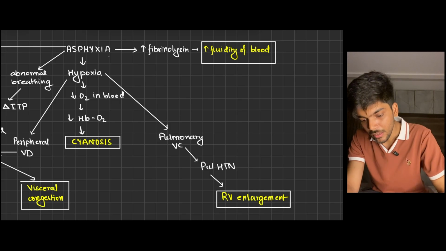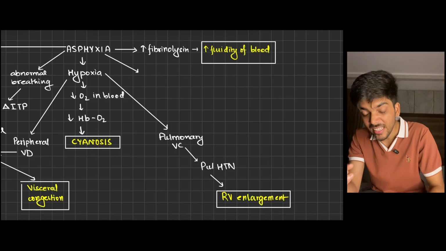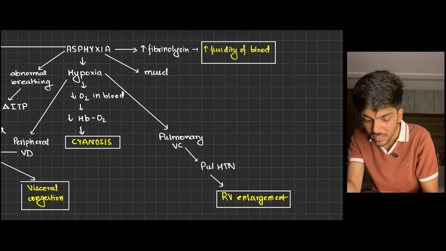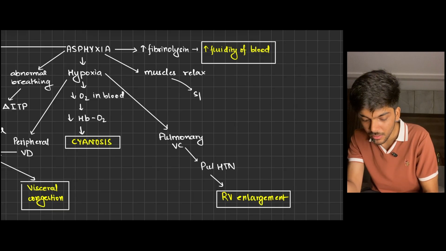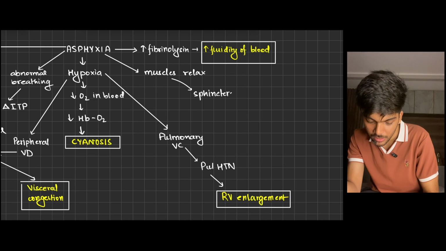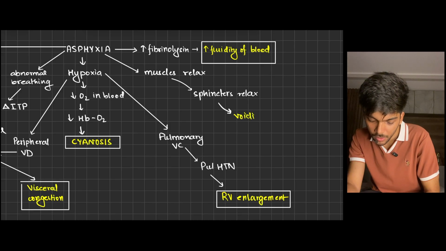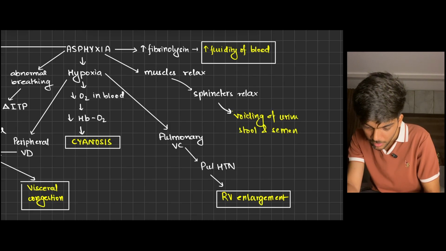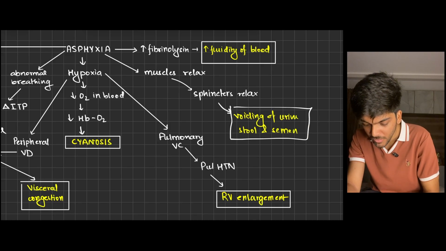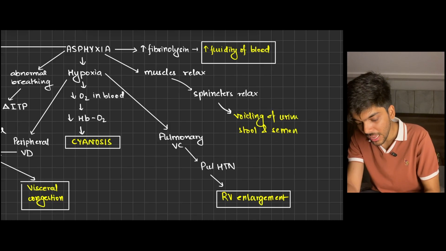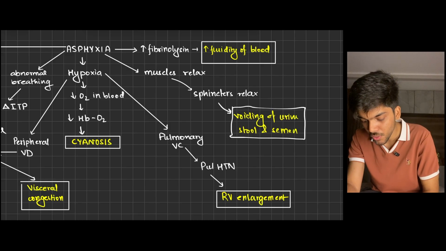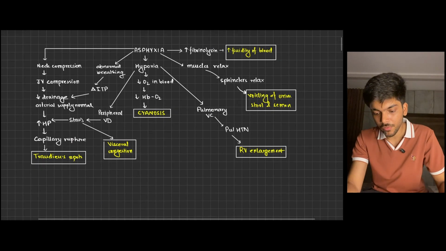Finally, due to asphyxia, the muscles relax, and the sphincters relax, and that is why there is voiding of urine, stool and semen. And that is how each of the signs of asphyxia are precipitated. This is the pathophysiology, or the mechanism, behind each of them.